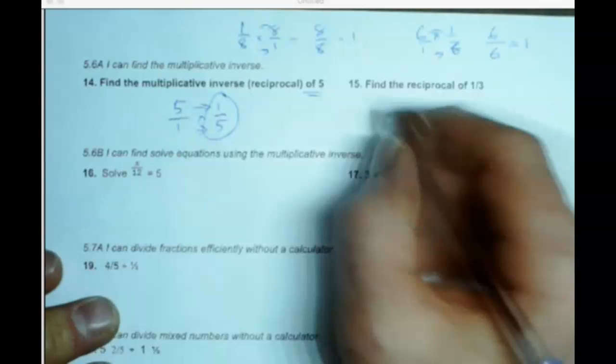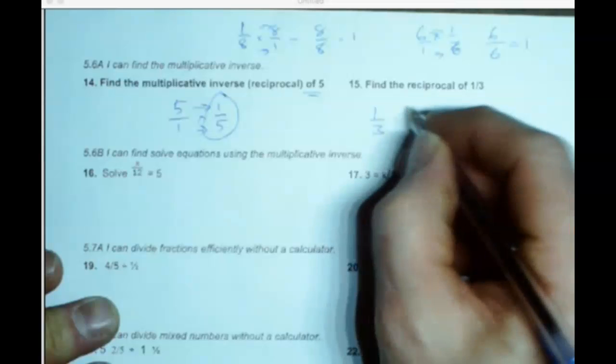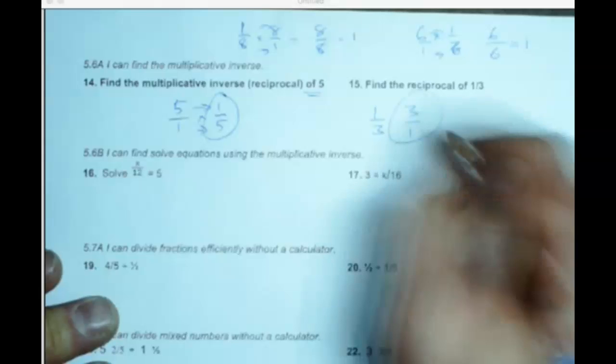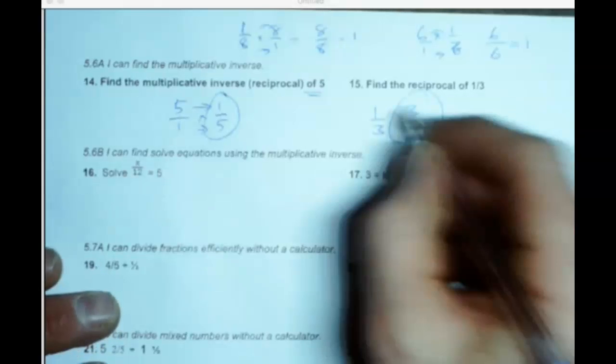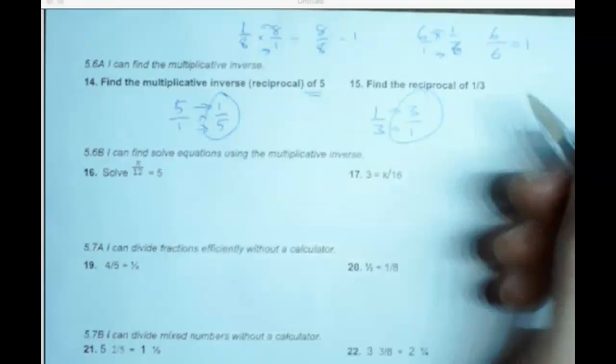Find the reciprocal of 1/3. This one's a slam dunk. Nobody's going to miss with this one. That would be 3 over 1, or just plain 3. Okay, because again, if you multiply these guys together, you would get 1. All right, I can solve equations using the multiplicative inverse.